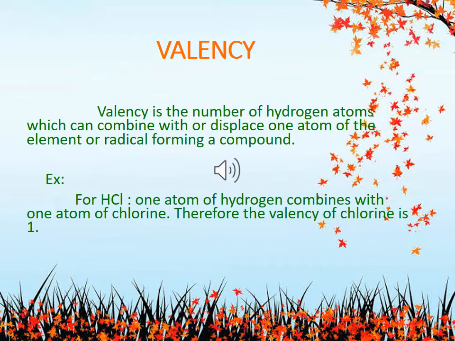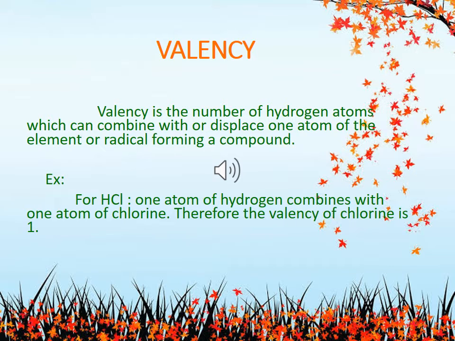For example, HCl. In HCl, one atom of hydrogen combines with one atom of chlorine. So as with the chlorine atom, one atom of hydrogen is getting combined. That is why the valency of chlorine is 1.